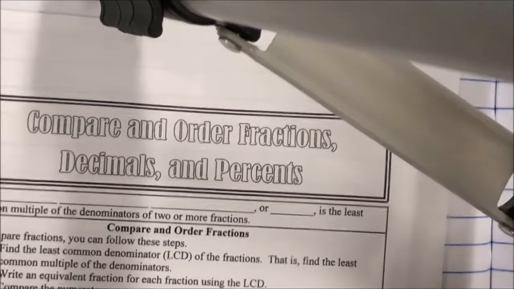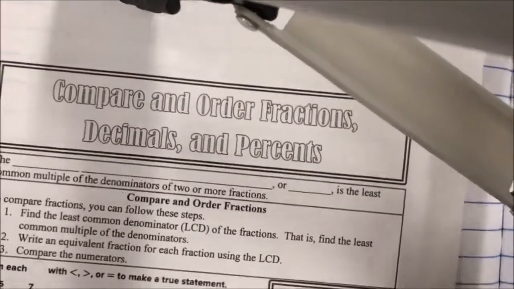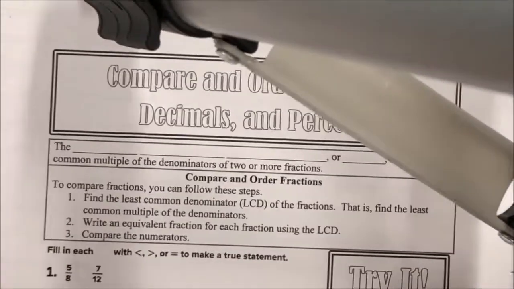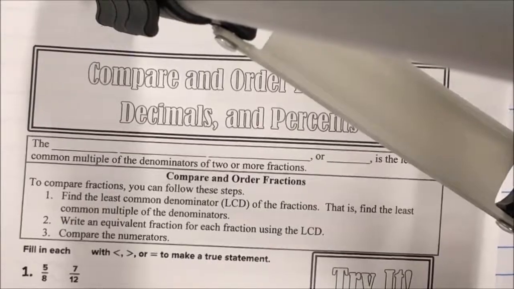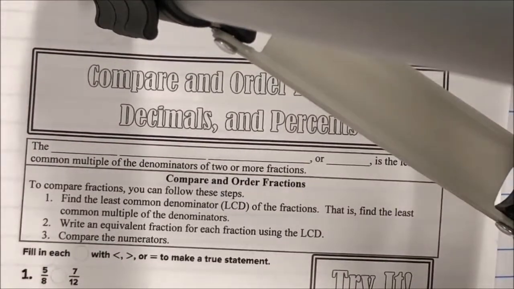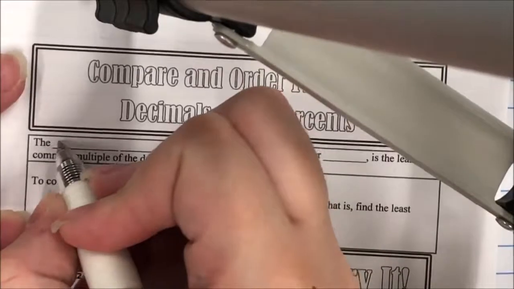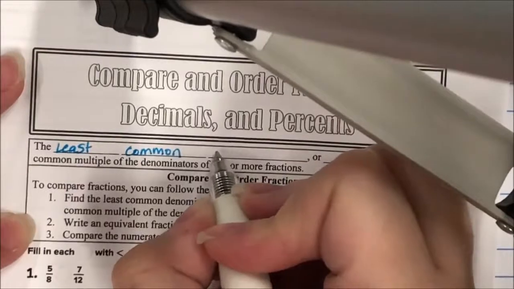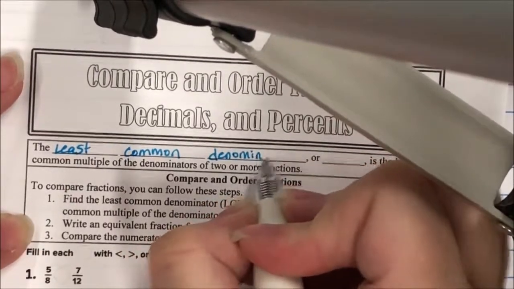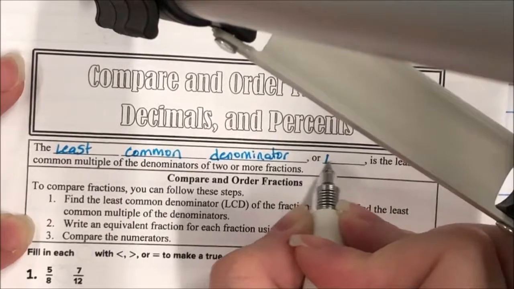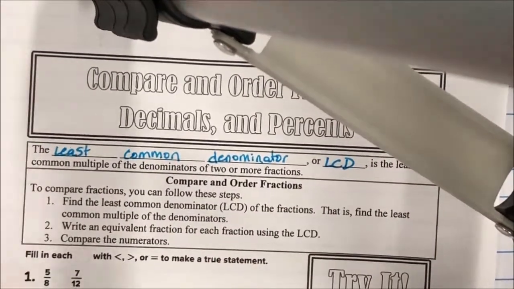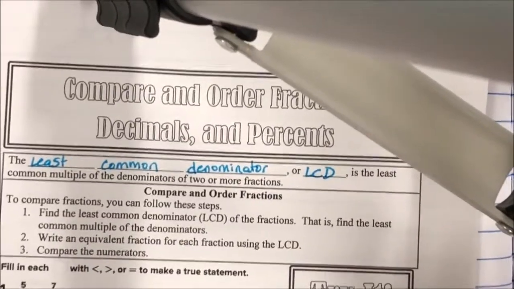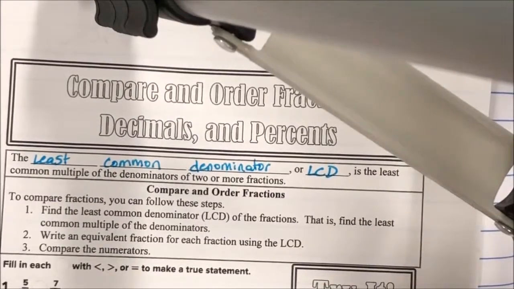All right, so this first box here says the blank, blank, blank, or blank is the least common multiple of the denominators of two or more fractions. So in those blanks, you're going to write least common denominator, or LCD. Okay, so least common denominator, also called the LCD, is the least common multiple of the denominators of two or more fractions.